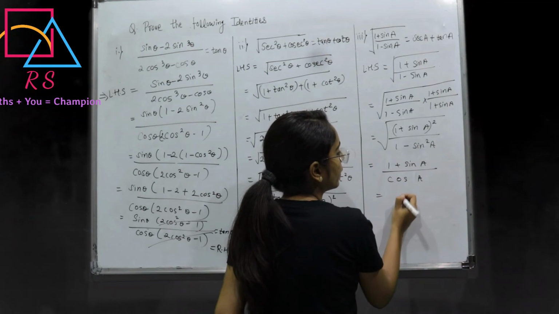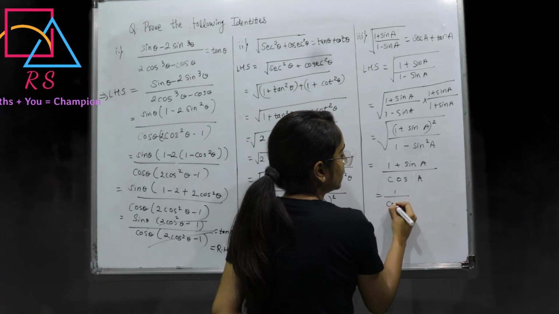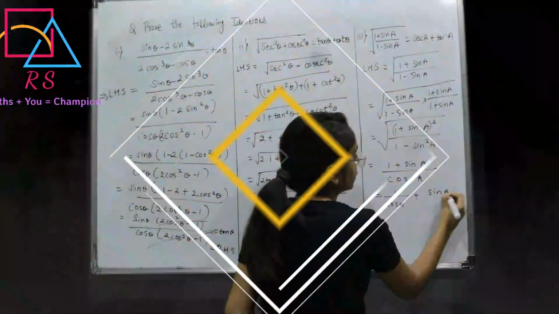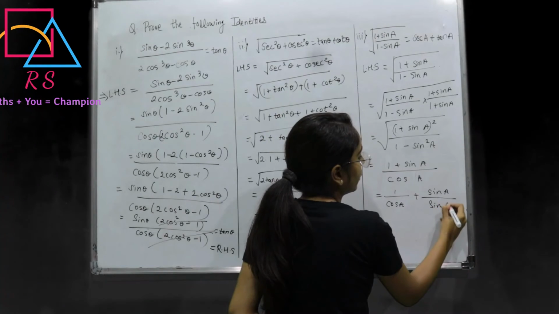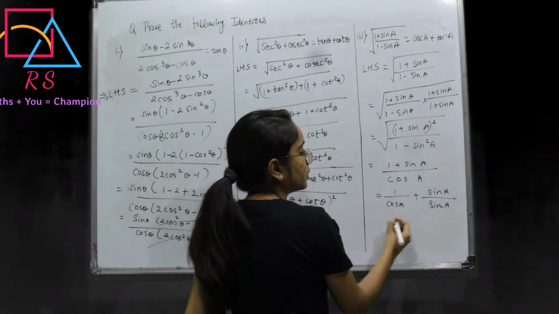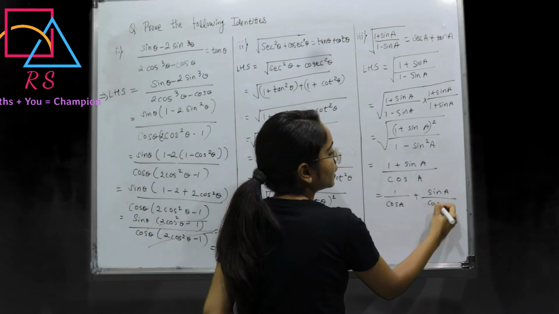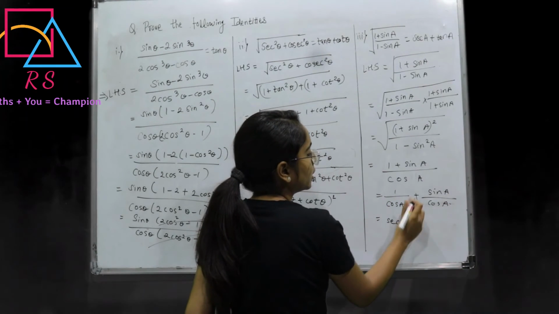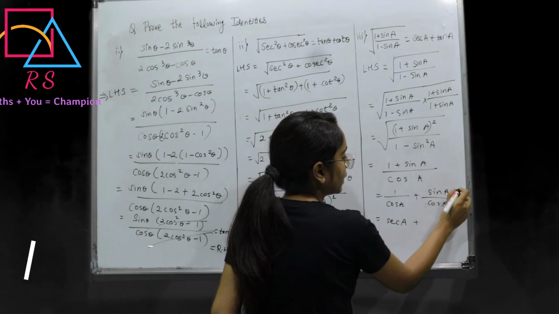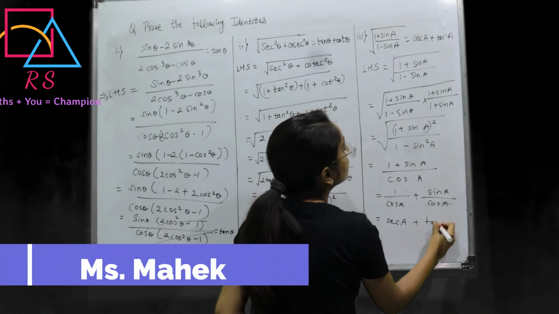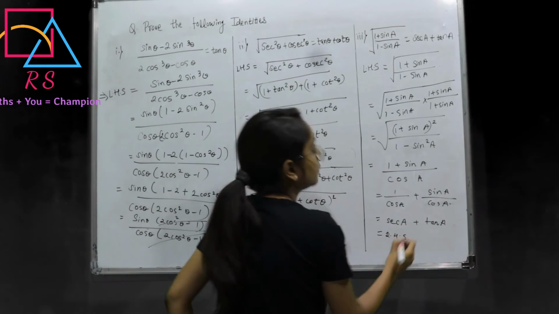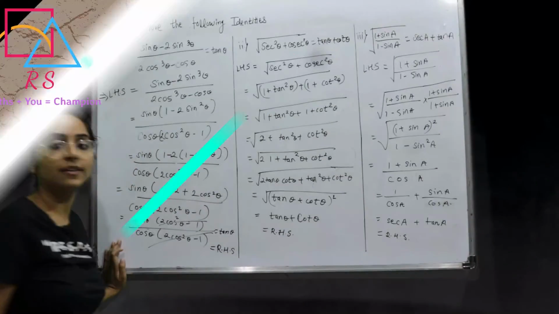So it will be cos a, and we'll separate the values of numerator and denominator for the fraction. 1 upon cos a will get separated and sin a upon cos a will get separated. Thus we will get sec a. 1 upon cos a is the reciprocal, sec a, and sin a upon cos a is tan a. Thus we get RHS, and we have proved the identities.